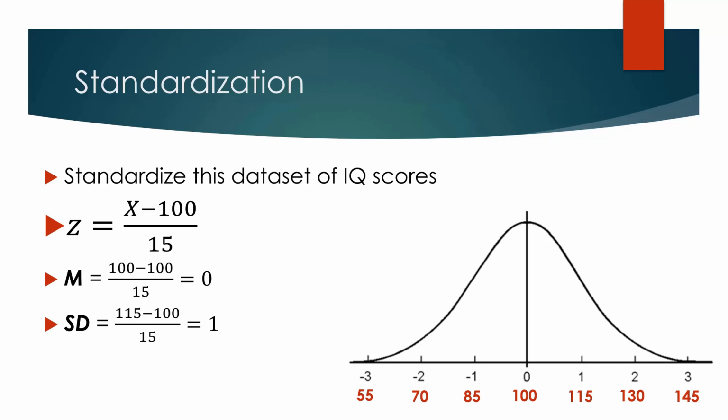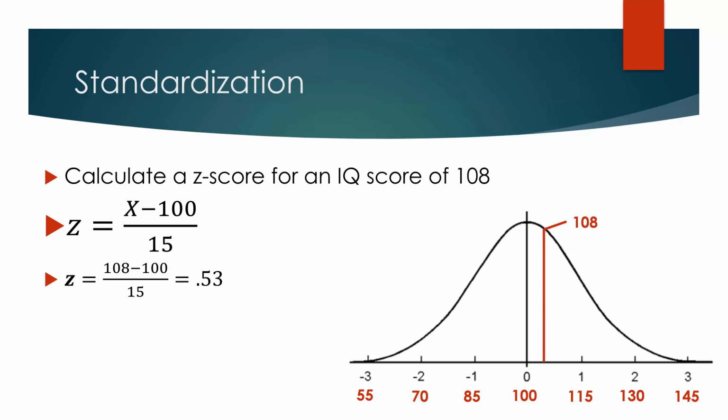Now we can do this with every other score and convert it to a z-score. So let's take that score of 108 that we were using before. Take 108 minus the mean, divided by the standard deviation of 15. You get 108 minus 100, which is 8, divided by 15, and you get a z-score of 0.53. So it's going to land in the same place as the original score. The placement of the score doesn't change. We've just converted the number to a new number, but it still falls in the same area.